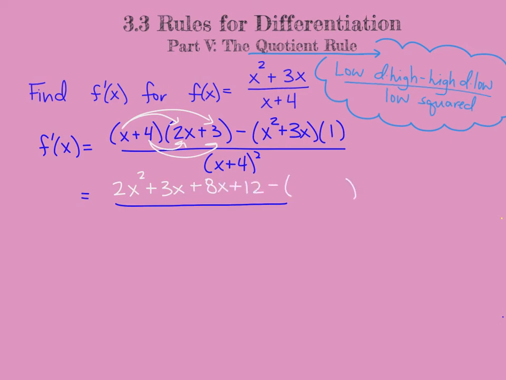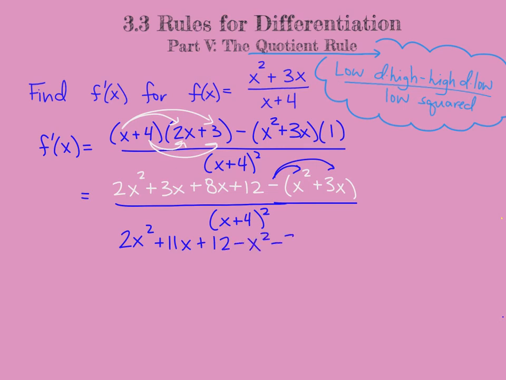minus, distributing through by a 1 doesn't do anything, so we just have x squared plus 3x. And then again, we're all over low squared. So now we can combine some like terms as well. Well, actually, let's distribute the minus sign through. So we'll have 2x squared, I'll add the 3x and the 8x, and we'll have minus x squared minus 3x all over our denominator.